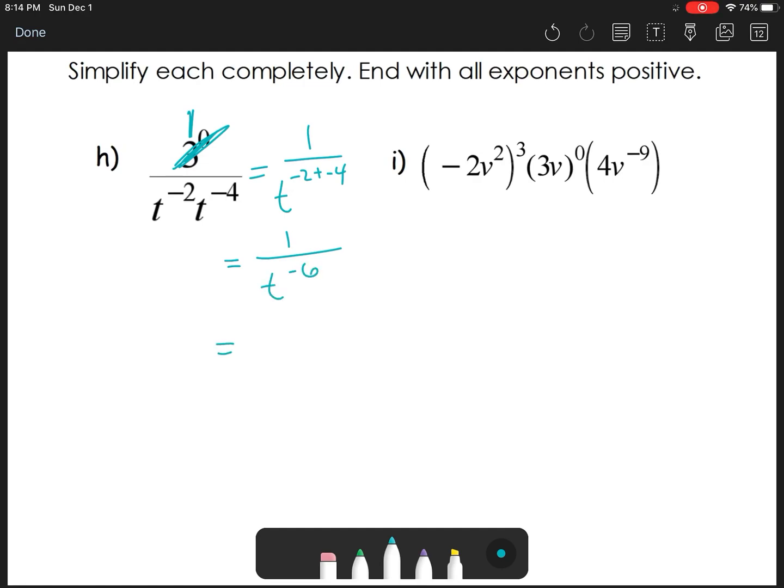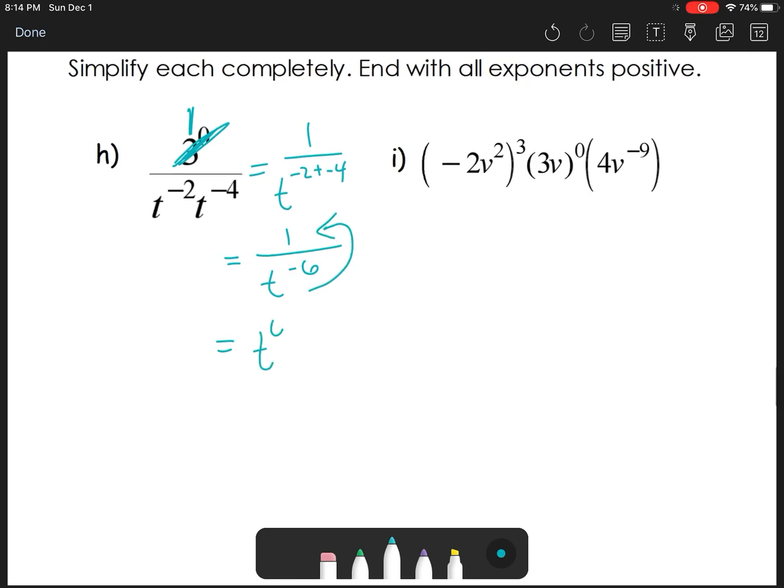Well, we don't want any negative exponents in our answer, so we would have to bring that to the other side of our fraction, in other words, to our numerator, and we would just end up with t to the positive 6. Notice how when we flip it to the other side of our fraction, technically we're going from having 1 over t to the negative 6 to having t to the positive 6 over 1, but t to the 6 over 1 can just be written as t to the 6th power.